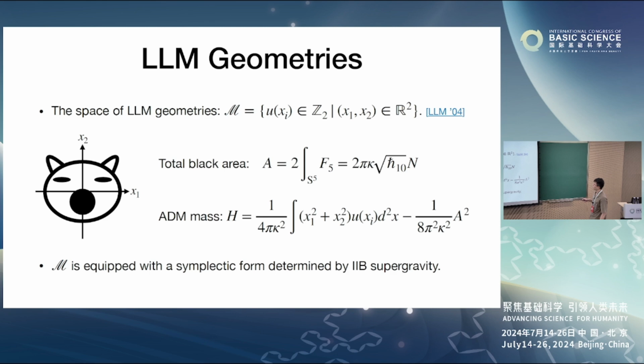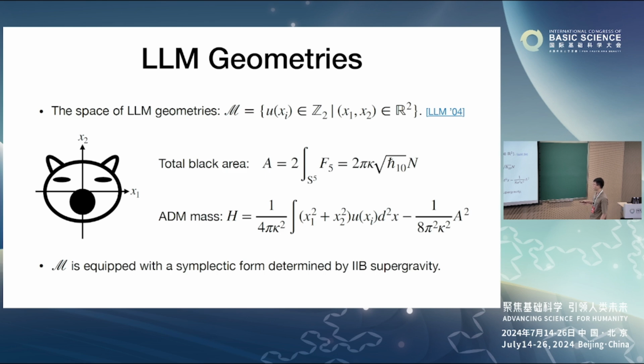And that function can be represented by this kind of black and white figure on R2. The black region will correspond to u equals 1, and the white region corresponds to the Z2 value function u equals 0. And the total area of this plot is given by the total flux on S5.